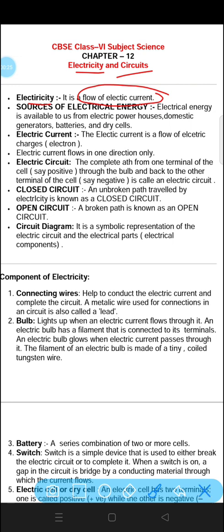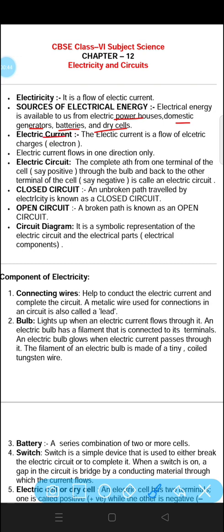Sources of electrical energy. The different sources of electrical energy available to us are electrical powerhouses, domestic generators, batteries and dry cells. These all are sources of electric energy.